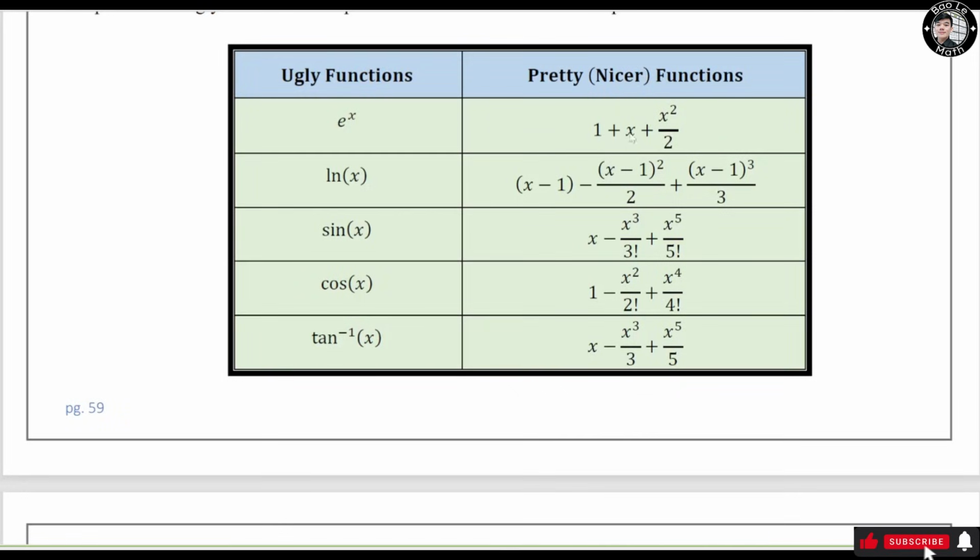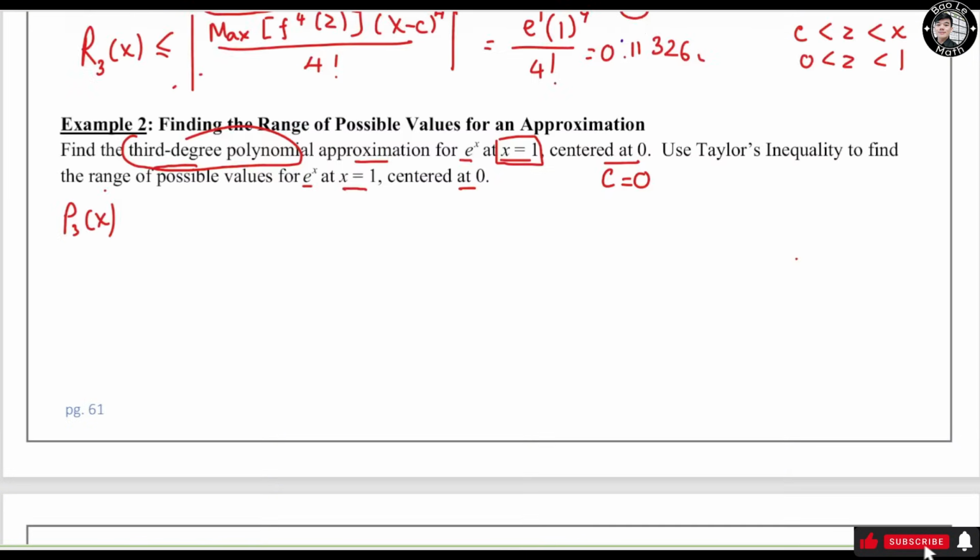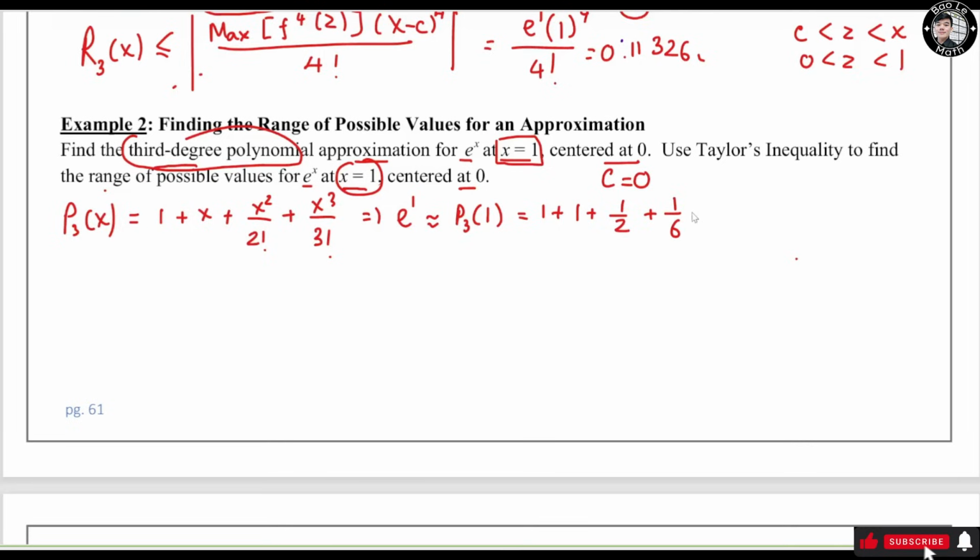If you look at this one, this is actually the second degree polynomial for e to the s. And for the third degree polynomial, you just add s cubed over 3 factorial. Now you need to approximate this one, so you have e to the first, with s equals 1 right here, approximately p sub 3 of 1. So it's going to be 1 plus 1 plus 1 over 2 plus 1 over 6, and if you simplify this one, it's going to be 8 over 3.